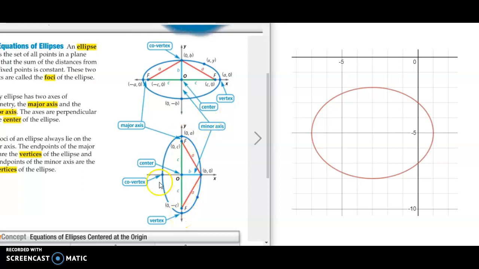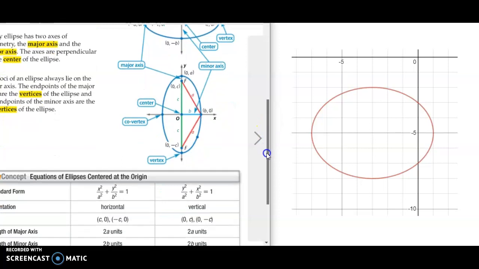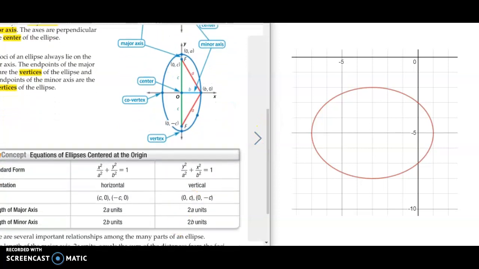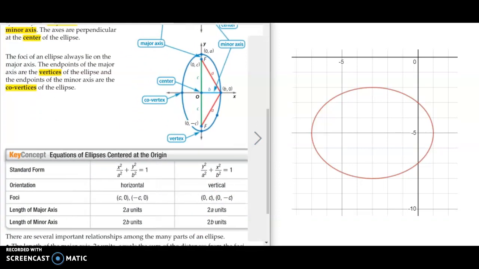The sideways ones are called the covertices or the covertex there. Now the distance between the two vertices is going to be called the major axis. That's going to be important here in a minute. The major axis, the minor axis is going to be the short distance. Now I don't like the way the book has these two tables set up. We're going to have to kind of look at two different tables to get all the information we need.